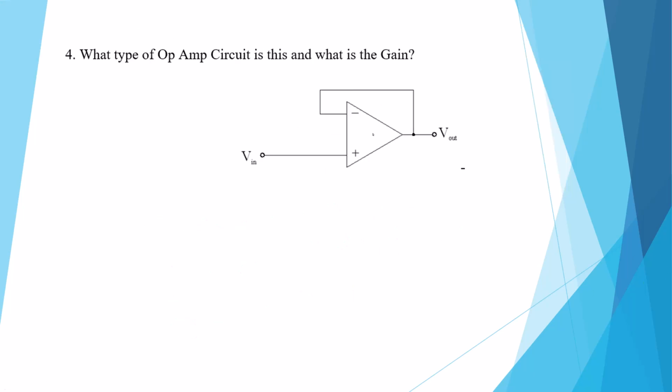Here's an op amp with no feedback resistor, so it is a unity gain op amp, or a buffer, and our gain is going to be simply 1.